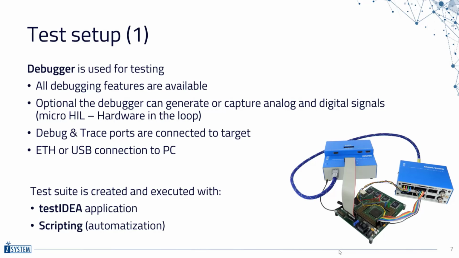iSystem also provides additional hardware, analog digital I/O and CAN-LIN add-on modules. They are connected to the iSystem 5700 debugger. These modules could be used for generation of test digital and analog signals, CAN and LIN test messages. Add-on modules can be used for recording analog digital signals and for recording traffic on CAN and LIN buses. This can be executed with testIDEA and scripting.